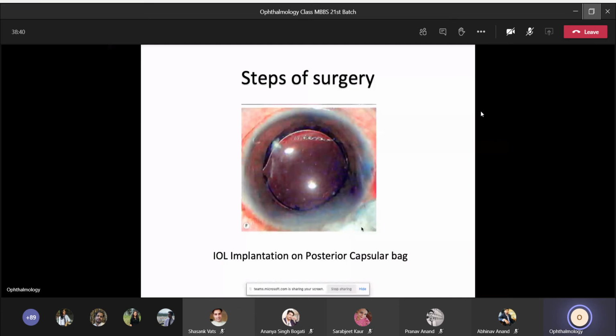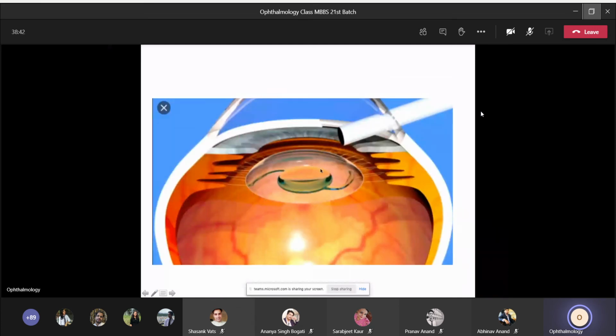So this is the schematic drawing. What we do is, this is your nucleus. We have cut open the anterior capsule here, opening here. You take out the nucleus from here, and what is left behind is the peripheral part of anterior capsule, along with posterior capsule. So this is like a bag. Here we implant the intraocular lens.